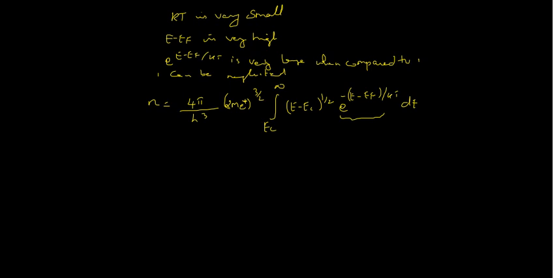The next step we can write 4 pi by h cube, 2 me star power 3 by 2. Here you take the exponential of EF by kT, and inside the integral you have EC to infinity, E minus EC power 1 by 2, and the remaining term is e power minus E by kT into dE.